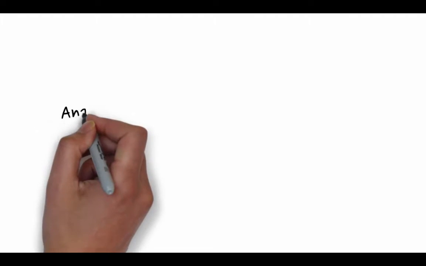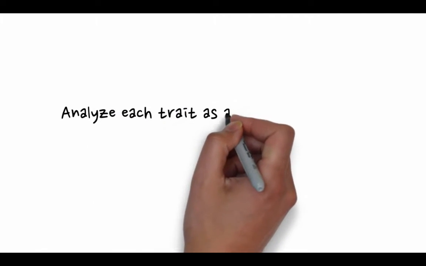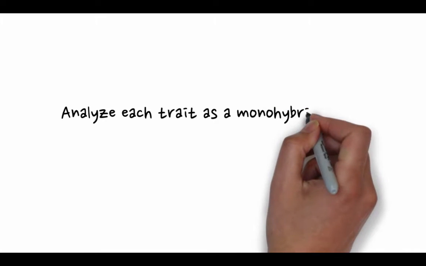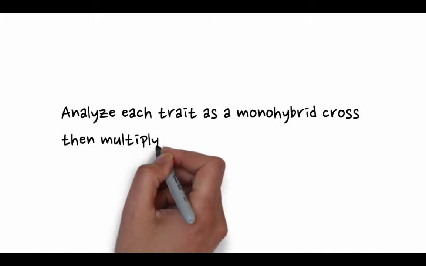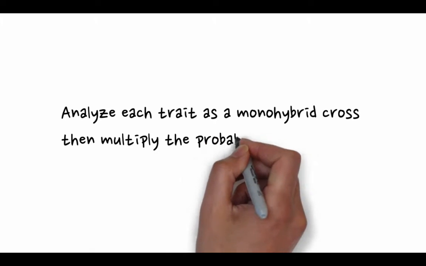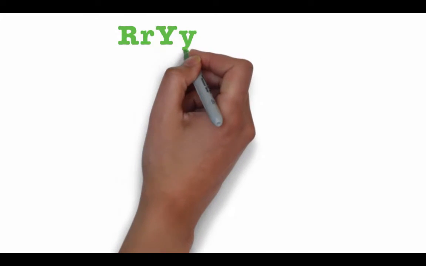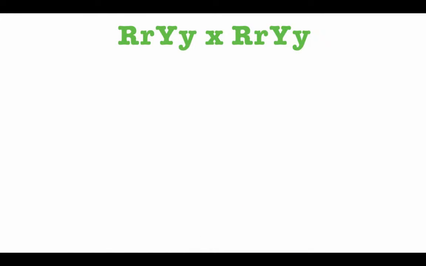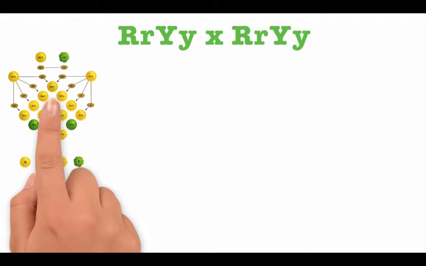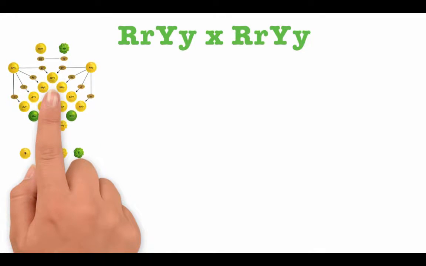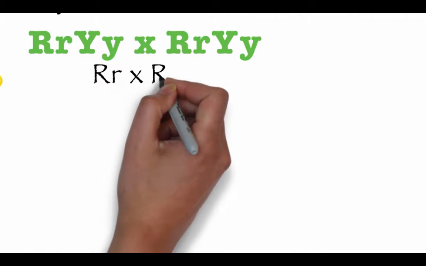When you are given a cross that involves multiple traits, your best bet is to analyze each trait as a separate monohybrid cross and then multiply the probabilities. Let's look at an example. We have two heterozygous plants for round and yellow seeds being crossed with each other in a dihybrid cross. Big R, little r, big Y, little y, crossed with big R, little r, big Y, little y. This would be a 16-box Punnett square.